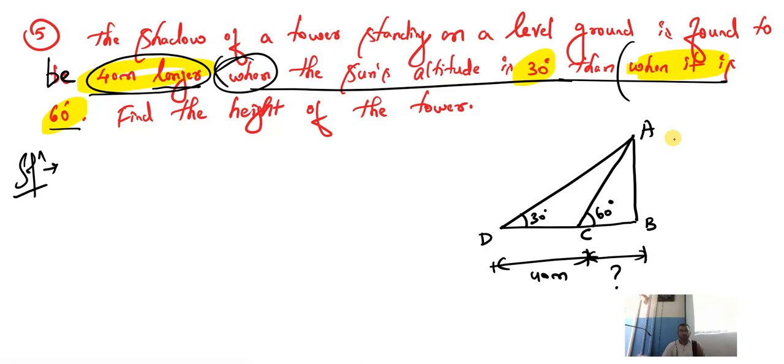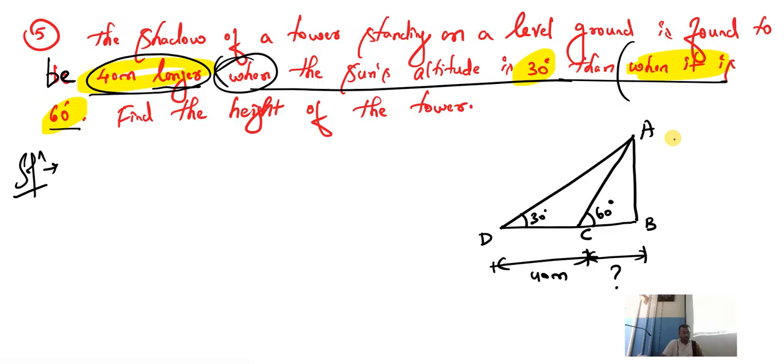Let the height of the building, height of the tower, let the height of the tower be AB.